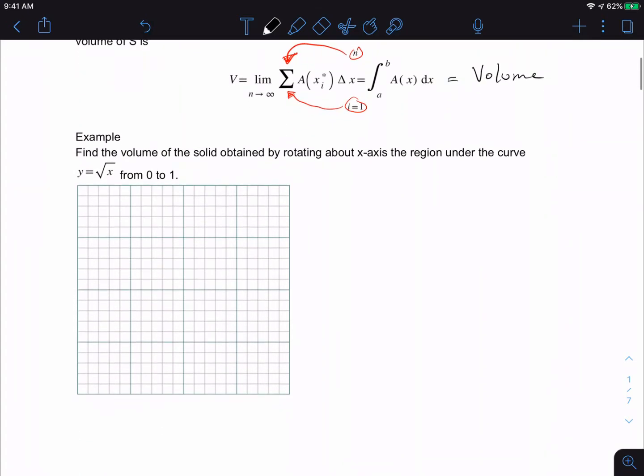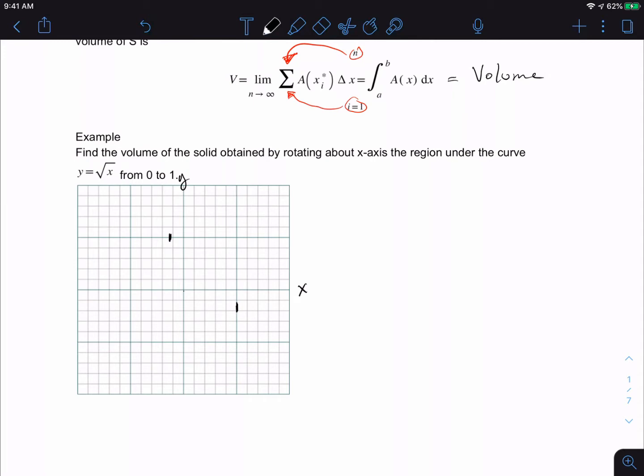Okay. So this first example tells us to find the volume of a solid obtained by rotating about the x-axis the region under the curve y is equal to the square root of x. And it's giving us the region that they want us to do it from. It's from 0 to 1. So with these problems, I'm always going to want you guys to graph them, okay? So I'm going to graph it kind of big so you guys can see.